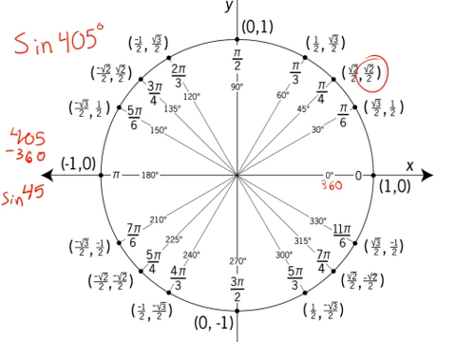So remember, the cosine is the x and the sine is the y values for those. All right, so that's the end of this first section of trig.